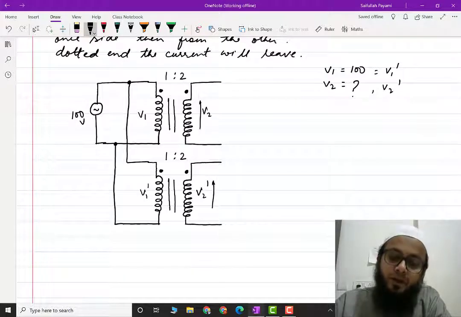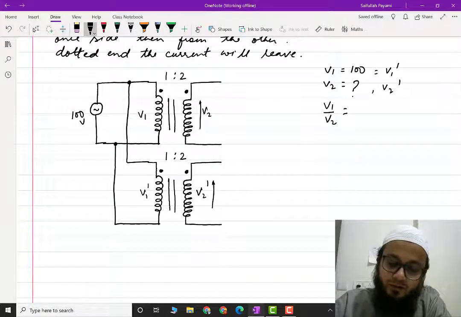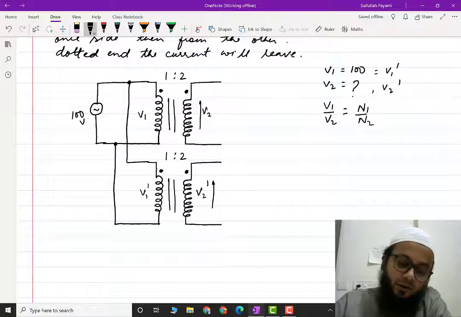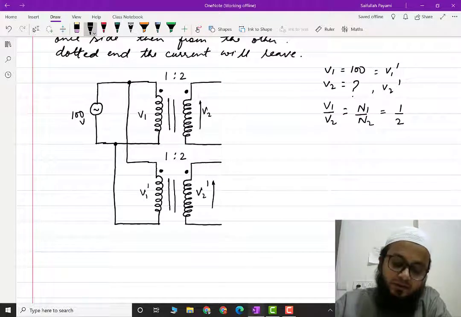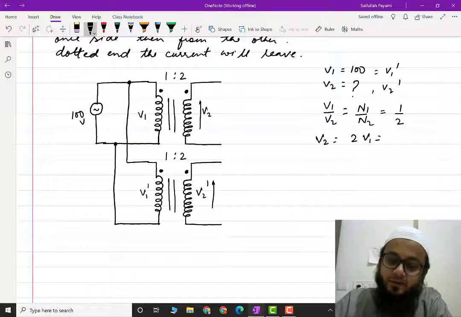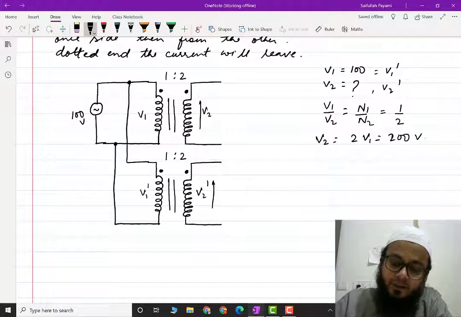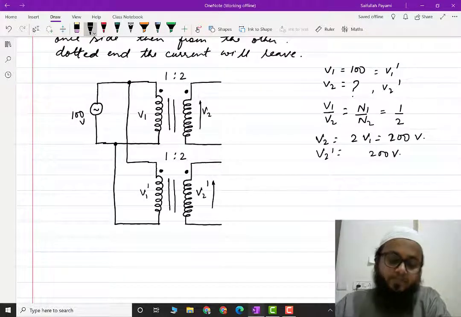Obviously V1 by V2 is N1 by N2, and here the ratio of N1 by N2 has been given as 1 by 2. So V2 would be 2 times V1, which is 200 volt here. Similarly V2 dash is 200 volt here.